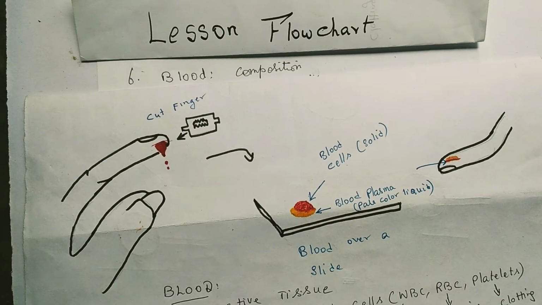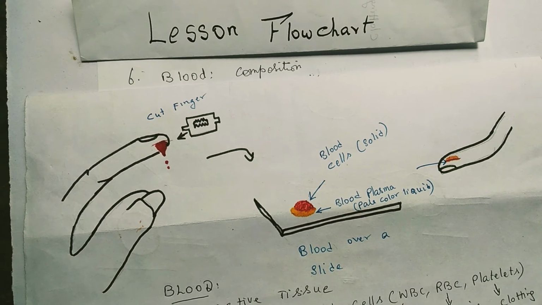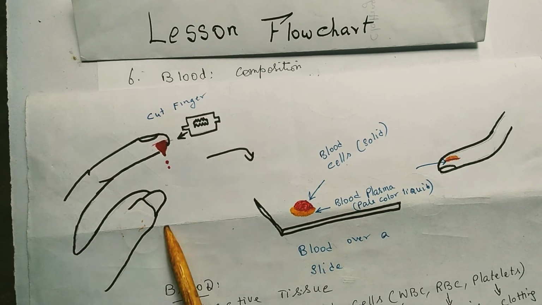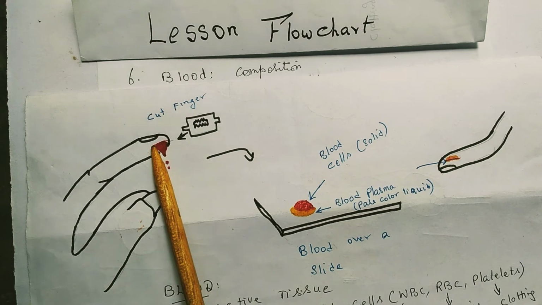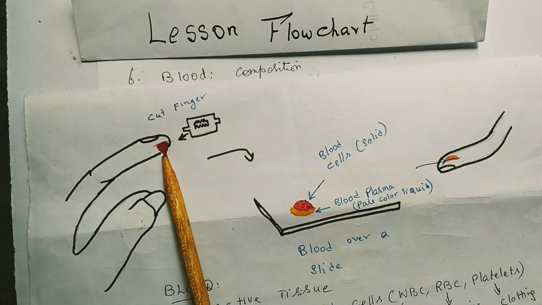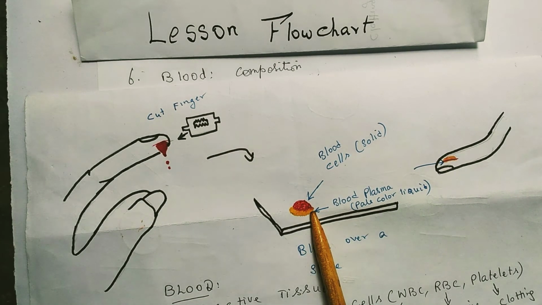Now let's see point number 6, the composition of the blood. What makes up the blood? Okay, to do that, let's see this figure. In this diagram you see that a blade was used to cut the finger of a person, and the blood comes out from that finger, and that blood is collected into a container.